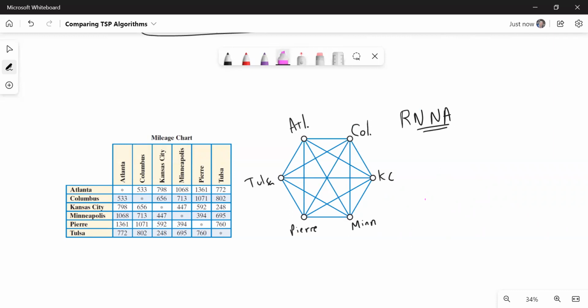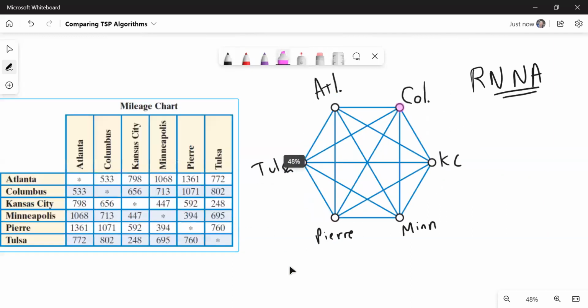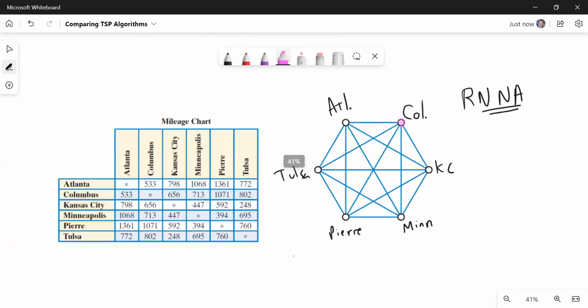So I'm going to consider what would happen if I started in Columbus. So again, I'm going to use the same strategy. And the only difference with our NNA is that I really have to repeat the NNA 6 times because there are 6 vertices. So now I'm looking at the line of Columbus. And what is the cheapest edge? It actually is connecting back to Atlanta. All right. And so that will connect me there.